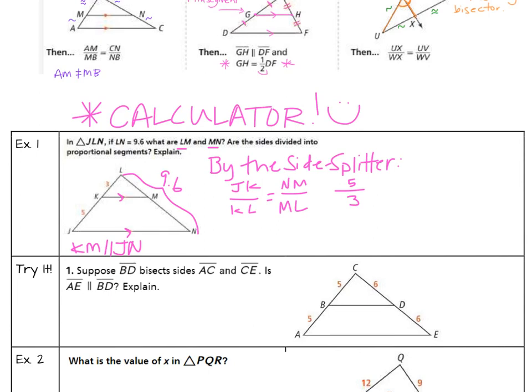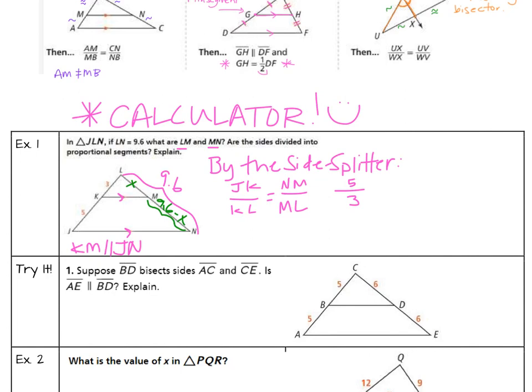I'm going to say let LM equal X. So then to figure out how big NM is, that would just be the leftover from 9.6. We're not actually going to use just 9.6 in our proportion, but I can split NM up into 9.6 minus X. So whatever's left over from LM is what NM would equal.